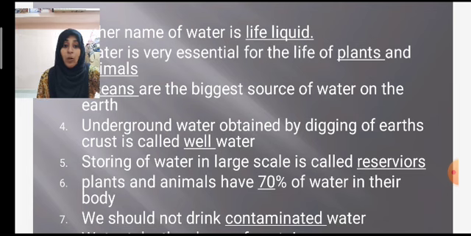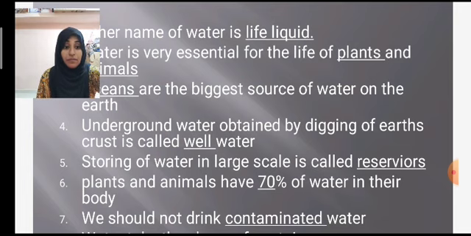Okay, now plants and animals have 70% of water in their body. Our body also has 70% of water. With the 70% of water, we maintain our good health.